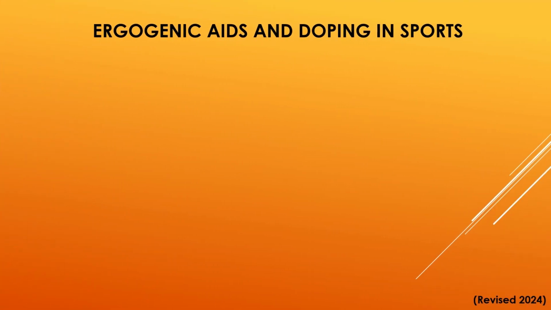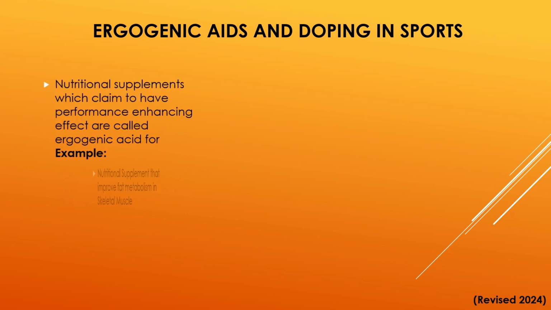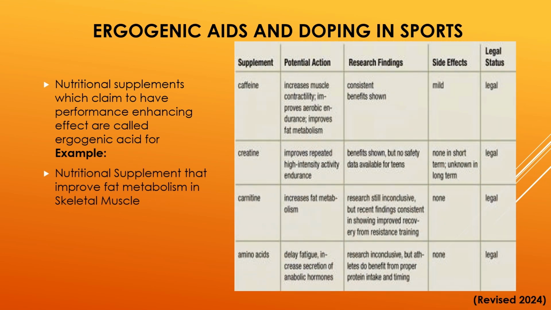Ergogenic aids in doping in sports. Nutritional supplements which claim to have a performance-enhancing effect are called ergogenic aids, for example, nutritional supplements that improve fat metabolism and skeletal muscle.